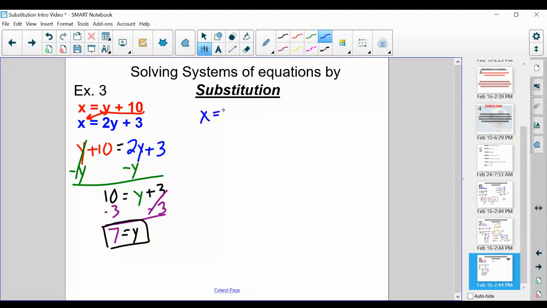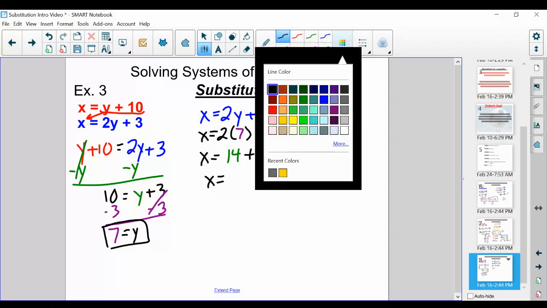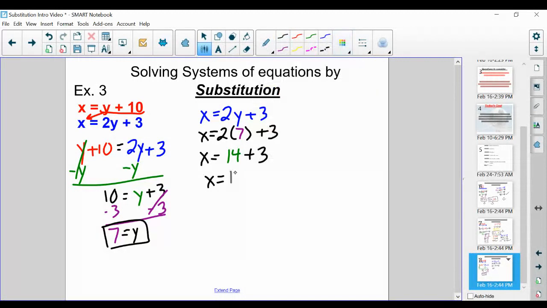So we have x is equal to 2y plus 3. We're going to substitute in the y value, which is 7. We get that x is equal to 14 plus 3. And we get that x is going to be equal to, let's go back to that gray again, 17. So now we have our coordinate point. We have 17, 7. Just going to fill it in the color scheme.